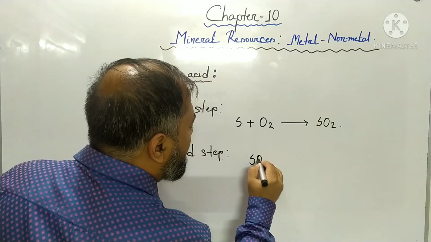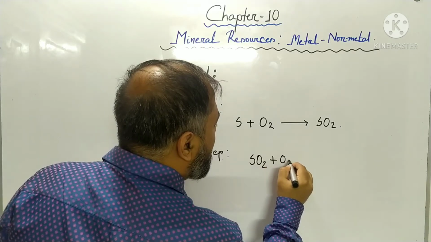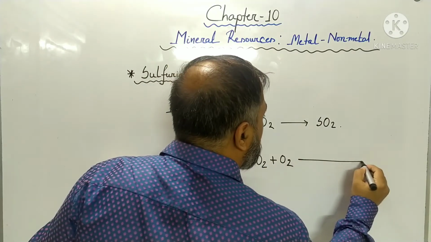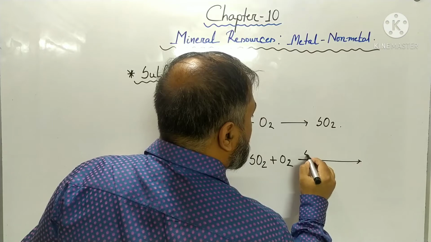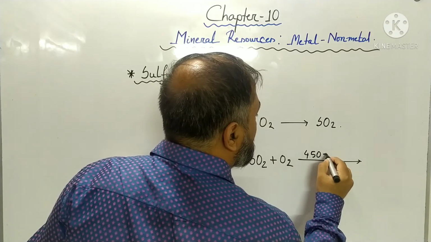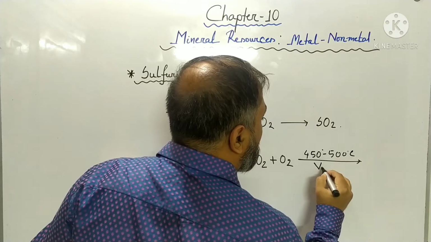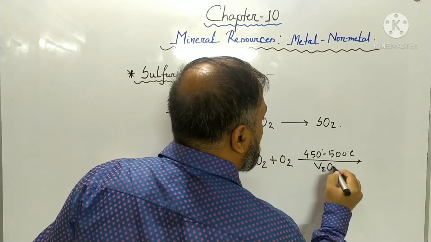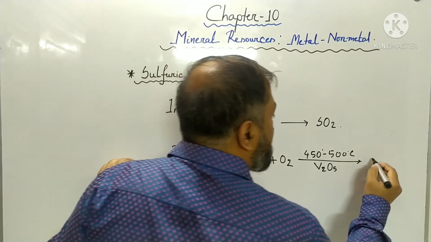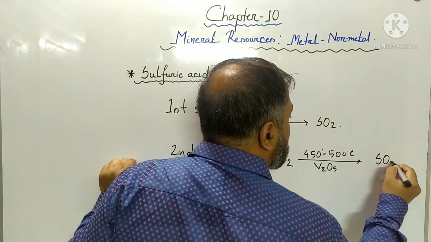Now, in the second step, we can see sulfur dioxide undergoes reaction with oxygen at 450 to 500 degrees Celsius in the presence of vanadium pentoxide, and it will produce sulfur trioxide gas.